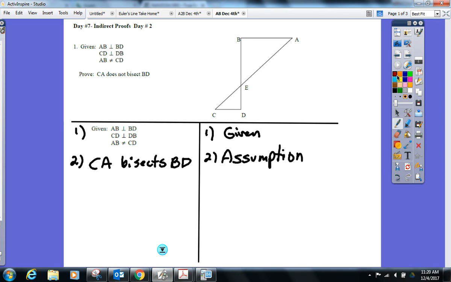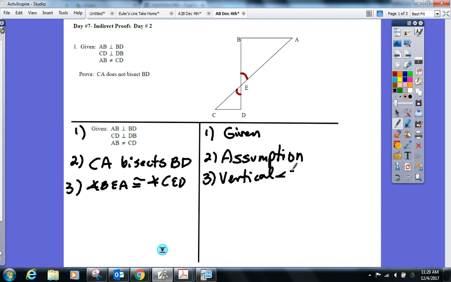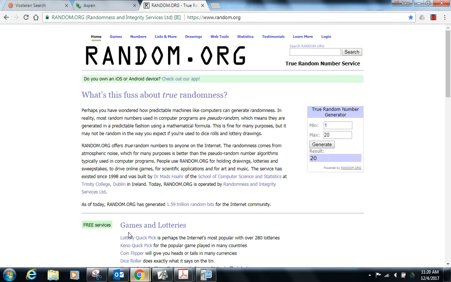Angle BEA and angle CED are congruent. There you go. We got a pair of angles. So angle BEA congruent to CED. Vertical angles are congruent. Thank you for those pair of angles. Next up, what else can you get from the triangles? Here we go. 4. What else can I have?